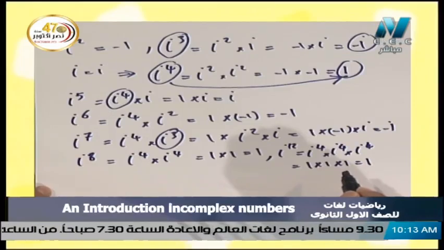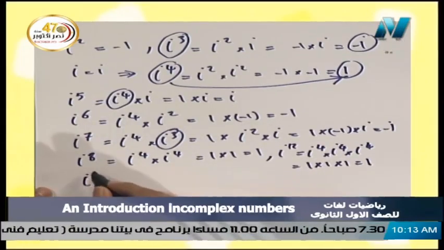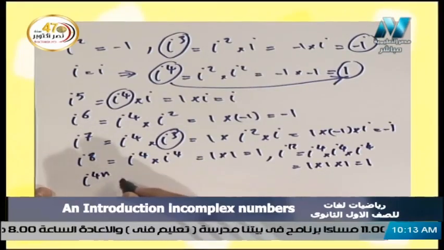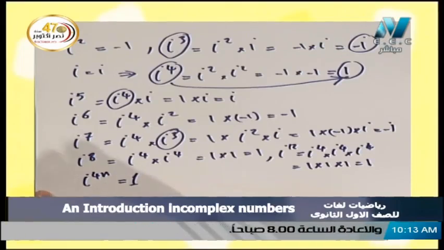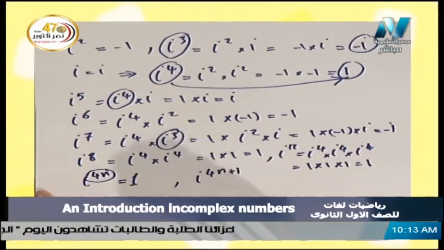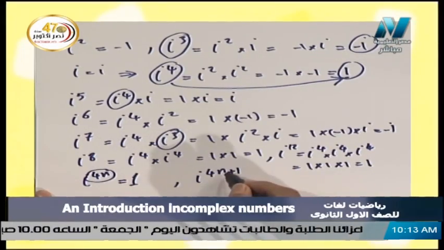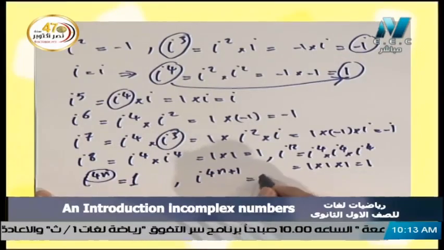So concentrate with me, my dear students, that if we have i power 4n, it is equal to 1 because it is a multiple of 4. What about i power 4n plus 1? i power 4n is 1, but i power 1 equals i.